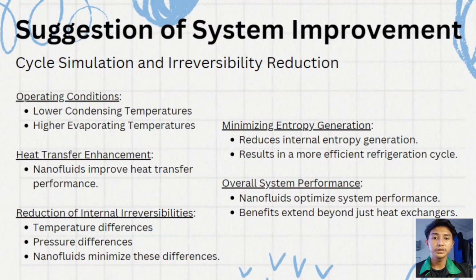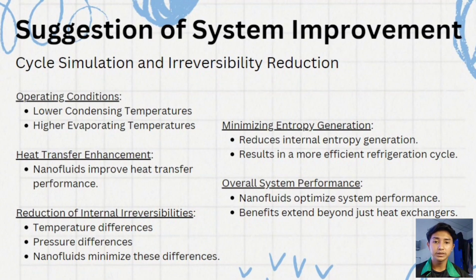By using nanofluids, the refrigeration system can operate with lower condensing and higher evaporating temperatures, which helps in reducing internal irreversibilities. This improvement is attributed to the heat transfer enhancement characteristic of nanofluids, suggesting that they can still be beneficial if used to optimize overall system performance rather than focusing solely on the heat exchangers.